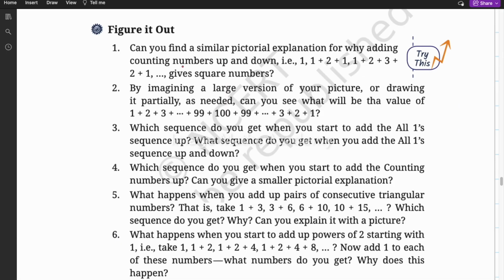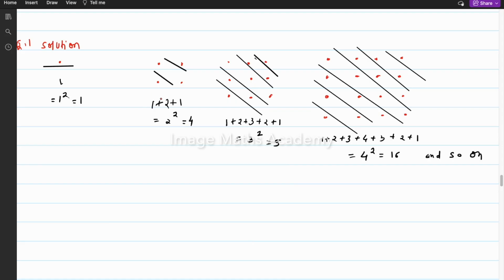Question number 1. Can you find a similar pictorial explanation for why adding counting numbers up and down gives square numbers? So pictorial explanation करना है. What we have to add? 1, 1 plus 2 plus 1, 1 plus 2 plus 3 plus 2 plus 1, and this gives square numbers. So, solution for question number 1.